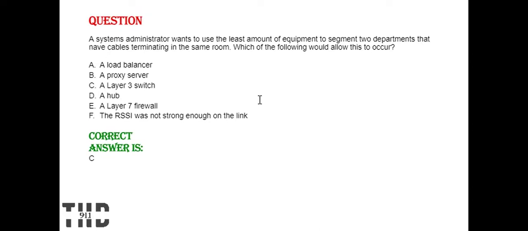A system administrator wants to use the least amount of equipment to segment two departments that have cables terminating in the same room. Which of the following would allow this to occur? Option A, a load balancer. Option B, a proxy server. Option C, a layer 3 switch. Option D, a hub. Option E, a layer 7 firewall. The correct answer is option C.